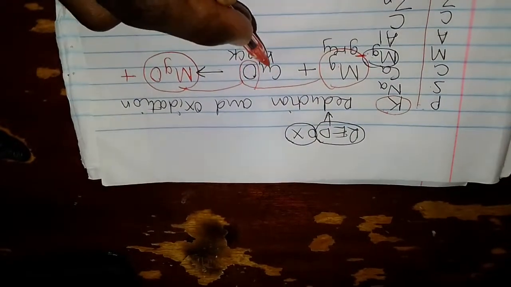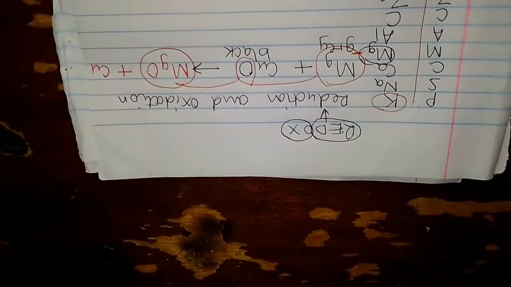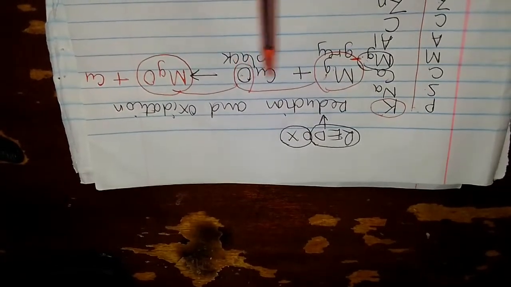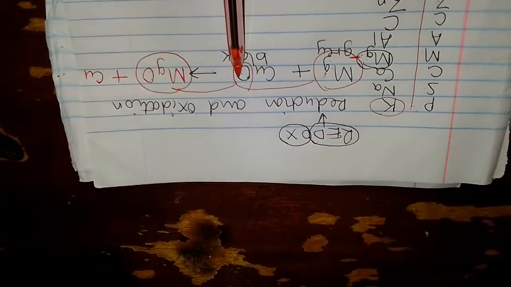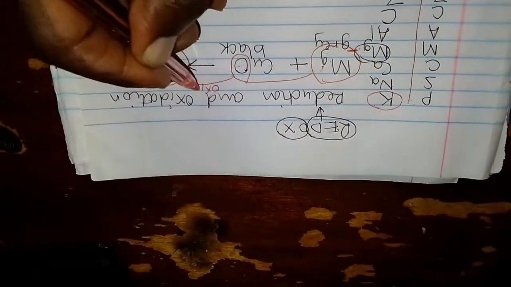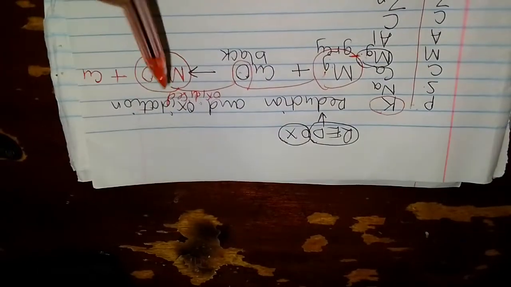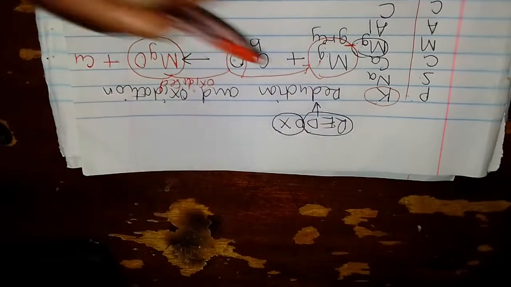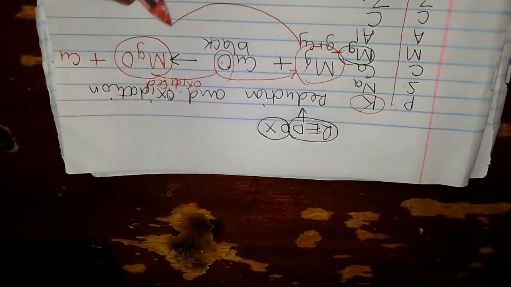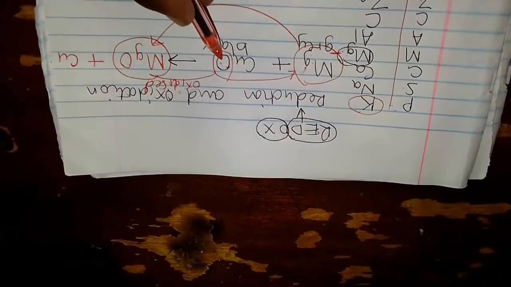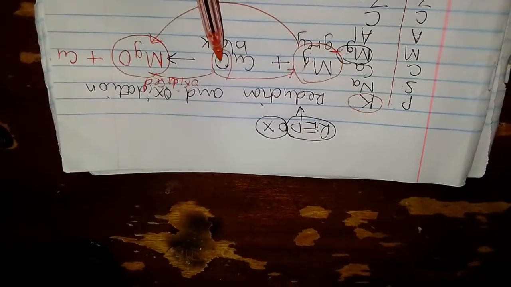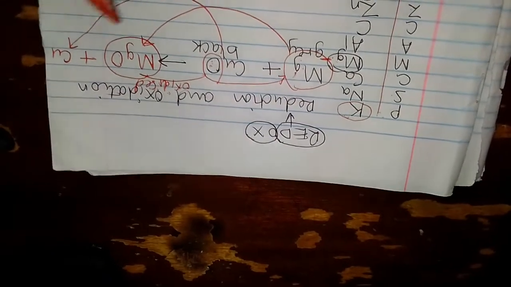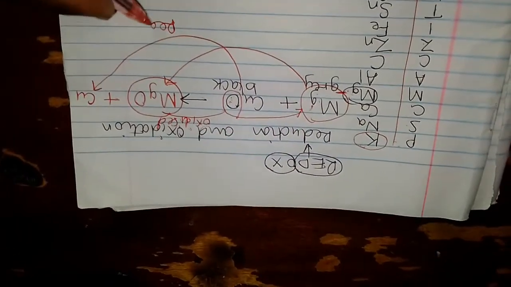Then the copper becomes displaced. So magnesium has taken the oxygen from copper, it being more reactive than copper. So it becomes oxidized. To get oxidized means oxygen has been added onto it. So it gives us magnesium oxide. The copper has been displaced. It was copper(II) oxide, and it ends up forming copper metal. That means the copper(II) oxide has undergone reduction.